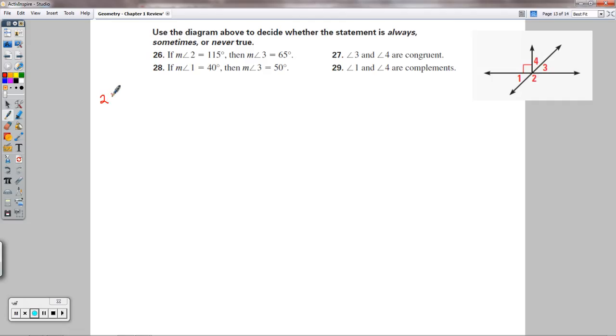So 26. I'm going to label some things over here. If the measure of angle 2 is 115, then the measure of angle 3, would that have to be 65? Well, yes, because this is a straight angle right here. These two have to add to 180. 115 plus 65 would in fact be 180. So is this sometimes, always, never true? This is always true.